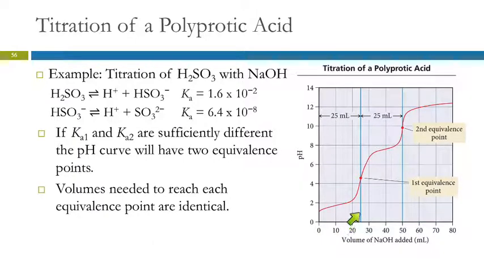In this example, for the concentrations that were used, it took 25 milliliters to reach the first equivalence point. It will take the same volume to reach the second equivalence point, because 25 milliliters to get rid of the first proton and 25 to get rid of the second. Any questions?